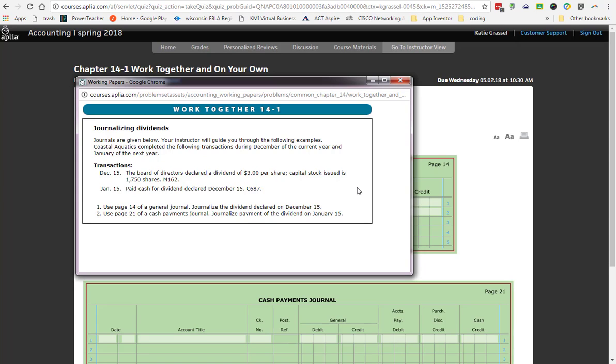So in our example here in class, through our corporation, the company had money left over, so they're going to give that to their shareholders. They're going to declare a dividend. Declaring a dividend is different than paying it.